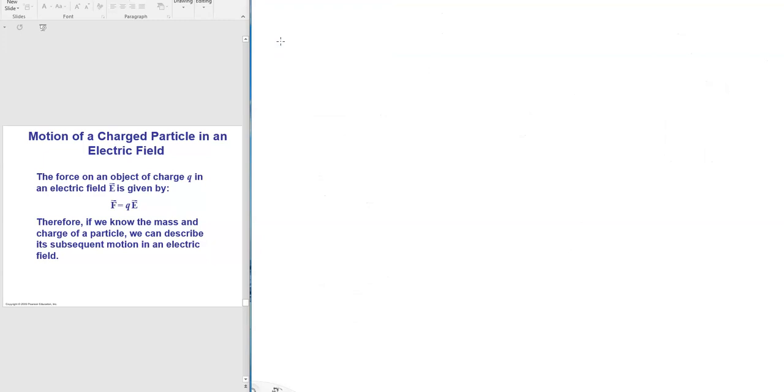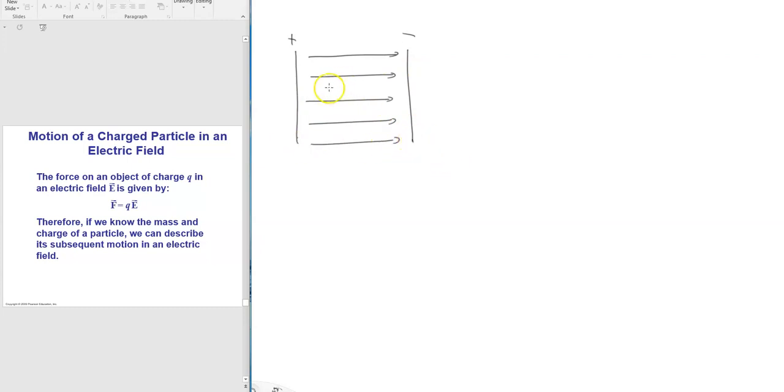Let's say you have two charged plates, oppositely charged plates, a positive plate and a negative plate. Now you know the electric field between them goes from positive to negative. It's going to be a strong, uniform, parallel electric field.